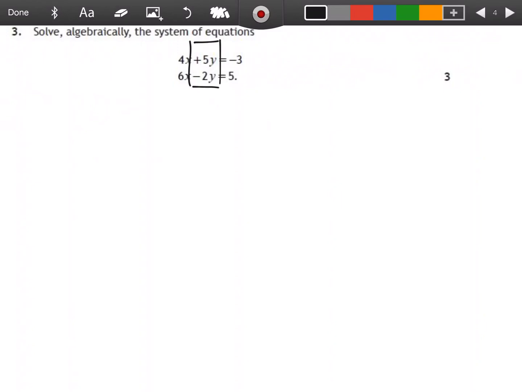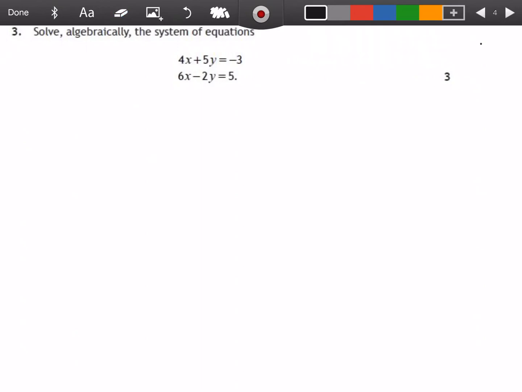If I take them both up to the same number, but one being a positive and one being a negative, then we can cancel them out by adding the equations, okay? So the method that I would use, I would be looking to take them both up to, well, what number does 5 and 2 both go into?